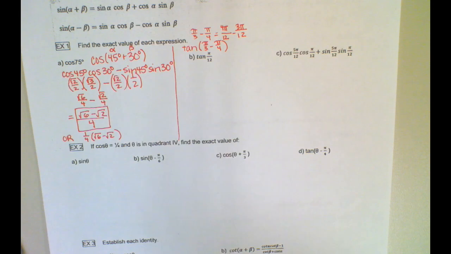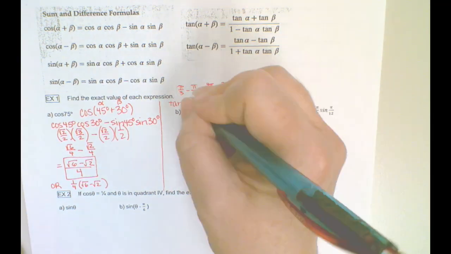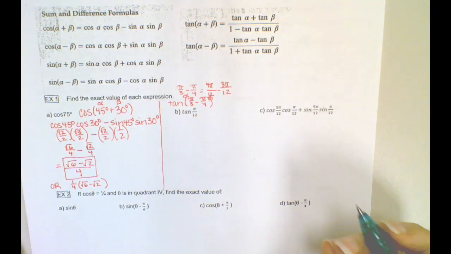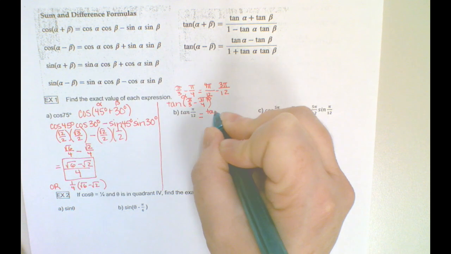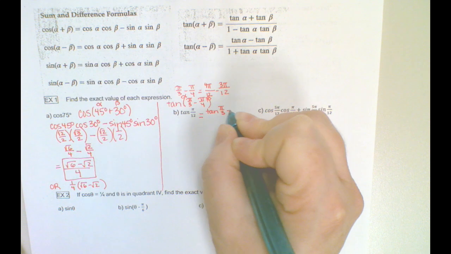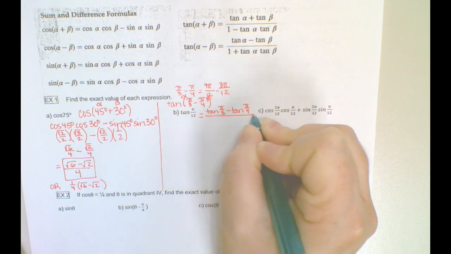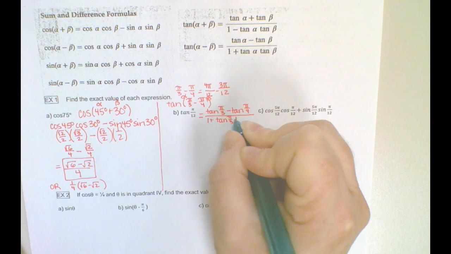And again, now everything is in terms of a unit circle value. I can use my unit circle to find my tangents in combination with my tangent difference formula. My alpha in this case is pi over 3. My beta is pi over 4. So I'm going to do tangent alpha minus tangent beta, over 1 plus tangent alpha tangent beta.